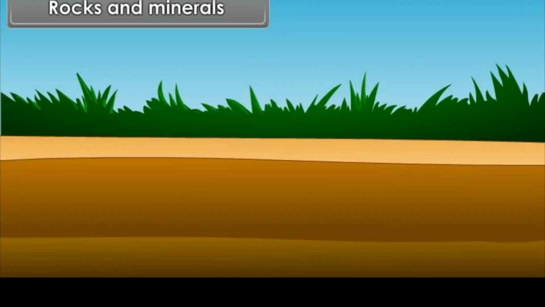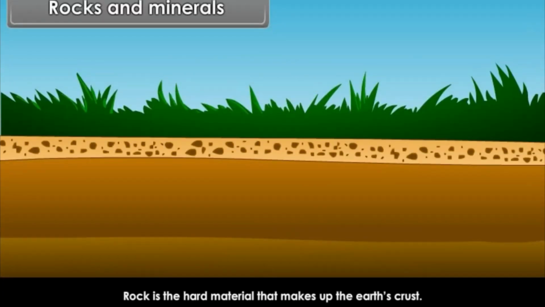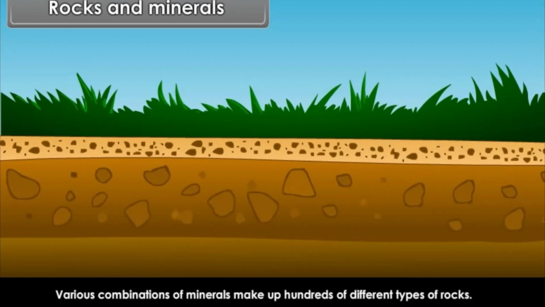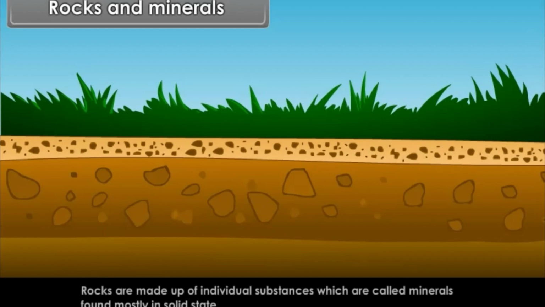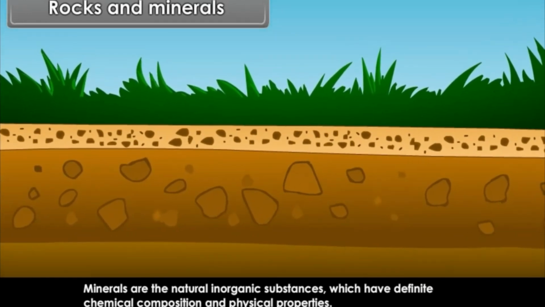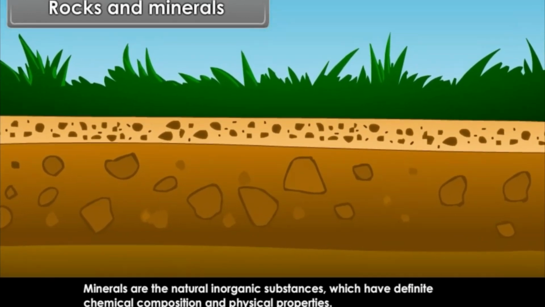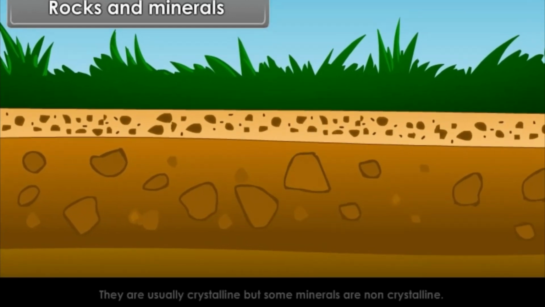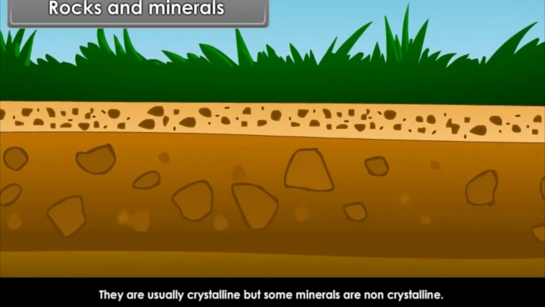Rocks and minerals. Rock is the hard material that makes up the Earth's crust. Various combinations of minerals make up hundreds of different types of rocks. Rocks are made up of individual substances called minerals, found mostly in solid state. Minerals are natural inorganic substances which have definite chemical composition and physical properties. They are usually crystalline, but some minerals are non-crystalline.